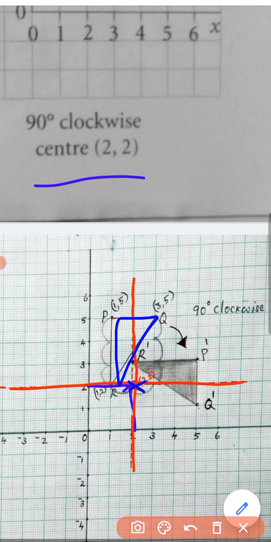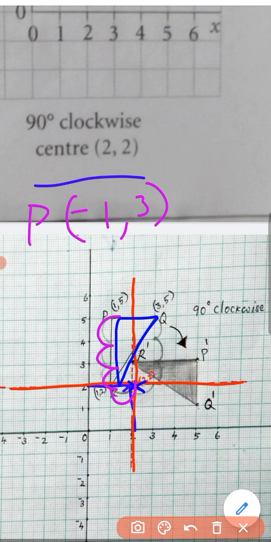First find P. 1 unit left on the x-axis, so negative 1, and 1, 2, 3 units up. Up means positive y-axis. So P is negative 1, 3. This is our new coordinates according to the new center of rotation.